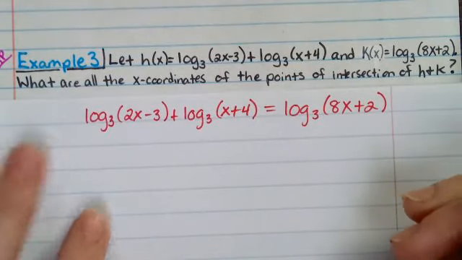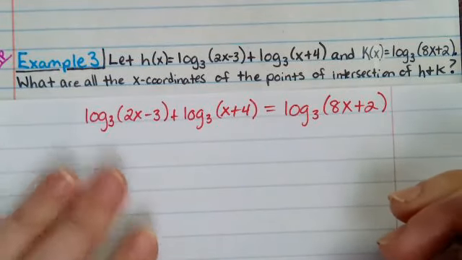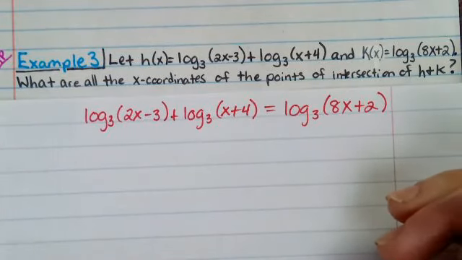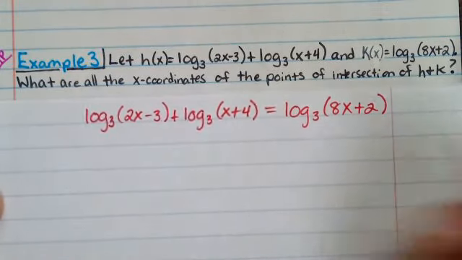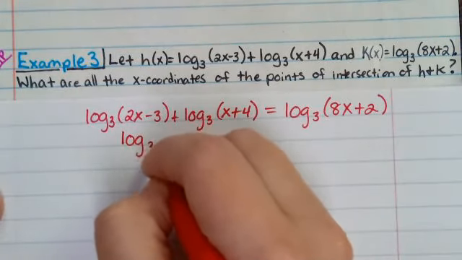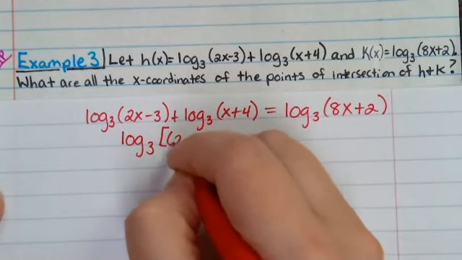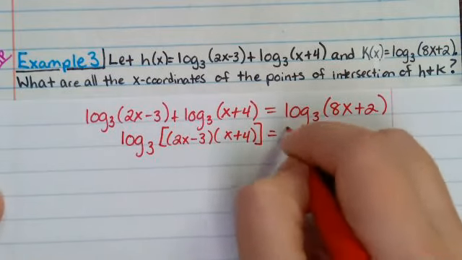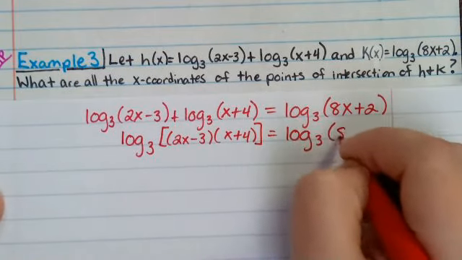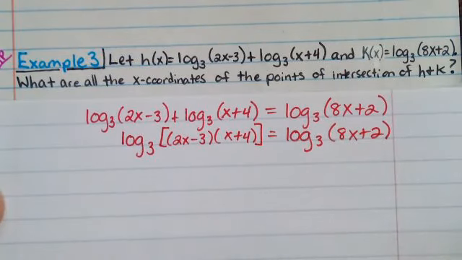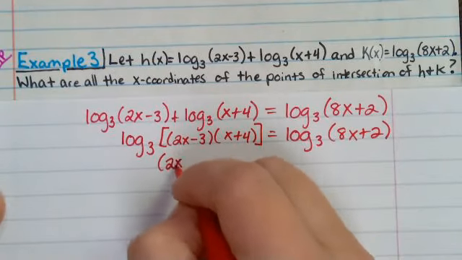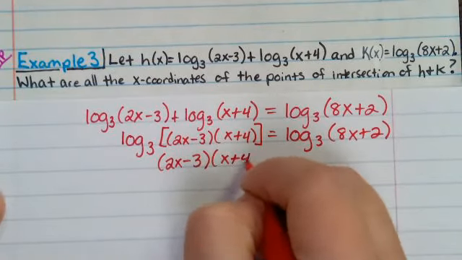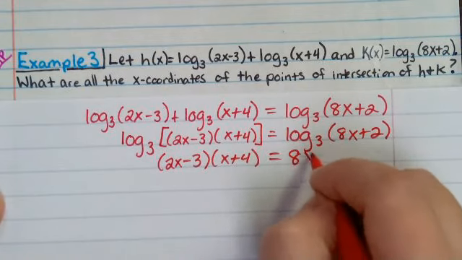All right. Now here we go. This becomes very much like example 2 part B. So what we're going to need to do is rewrite this using the product property. We're going to write this as 1 logarithm, and then multiply 2x minus 3 times x plus 4. Over here, log base 3 of 8x plus 2. And now we can drop the logs. It just becomes 2x minus 3 times x plus 4, and the other side, 8x plus 2.